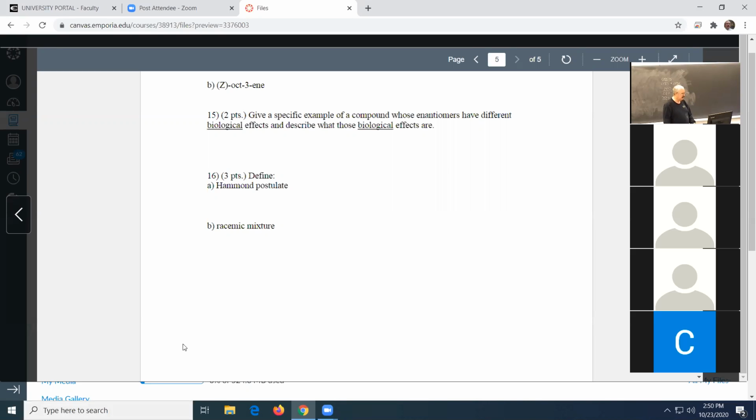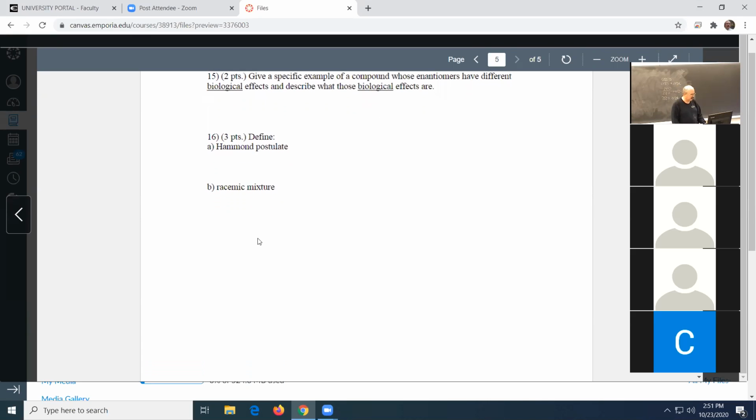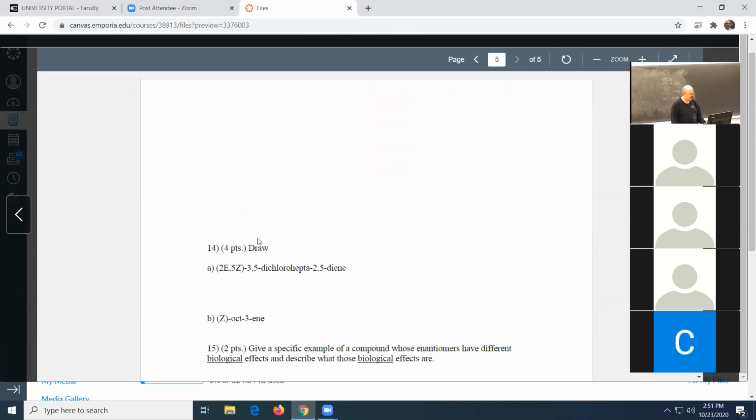All right, a racemic mixture is an equimolar mixture of two enantiomers. Okay, so time is up, so I'm going to end there. Okay, we just about got finished, all except for these nomenclature questions. Okay, so I'm going to go ahead and end there.